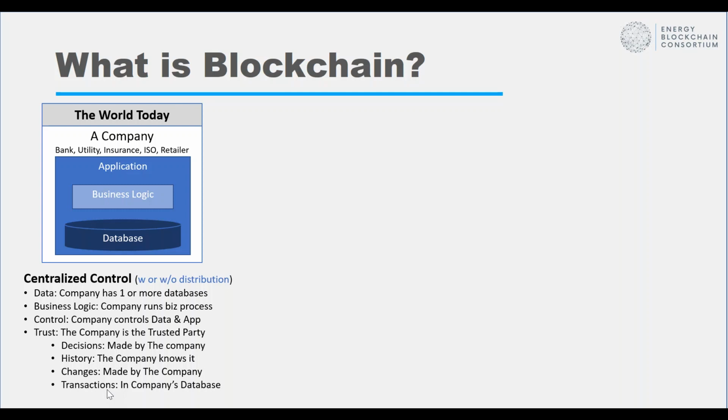We trust actually the company itself, because they've been working for years with us. So we trust our bank because the decisions are made by the company. The company knows the history of the data. Any changes that are made to the data are known by them. So they are the trusted party for us.